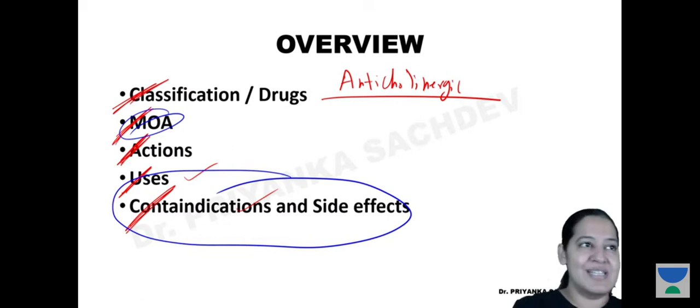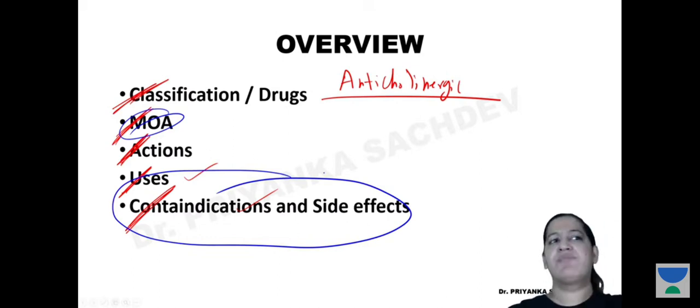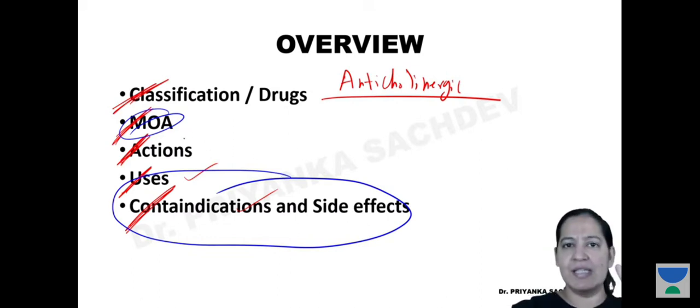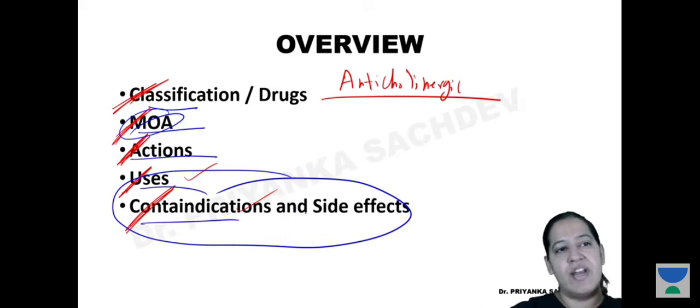So first, classification. All drugs you have to describe in these 5 headings. So one, pharmacokinetics is also an important heading for some drugs, not for all. So classification, mechanism of action, actions, uses, contraindication and side effects. So let me start with the first heading, classification of anticholinergic drugs.